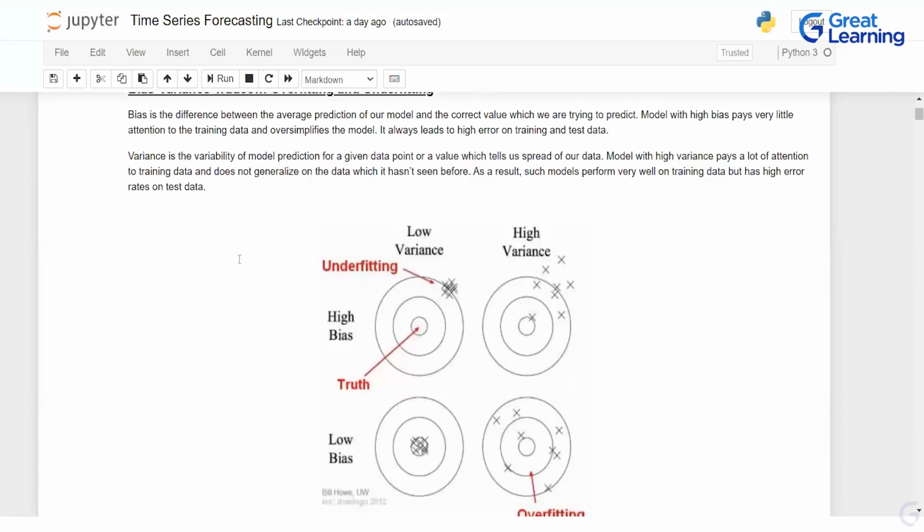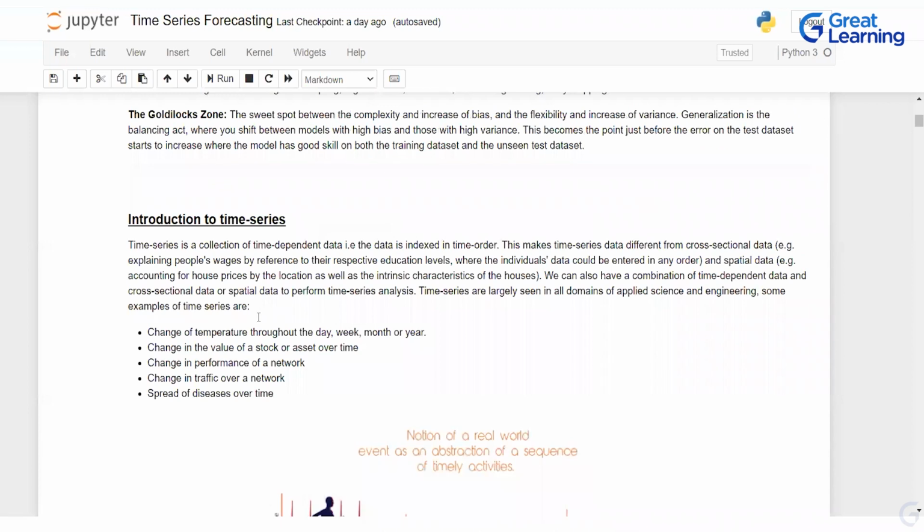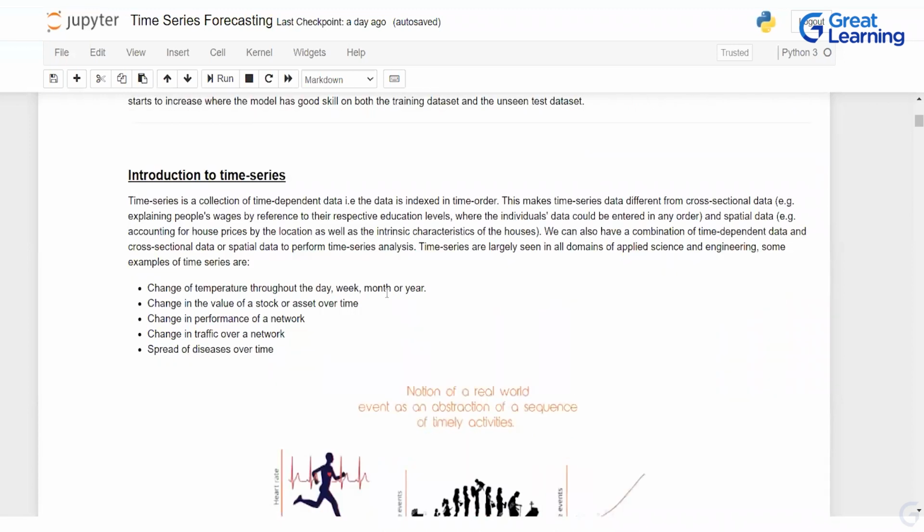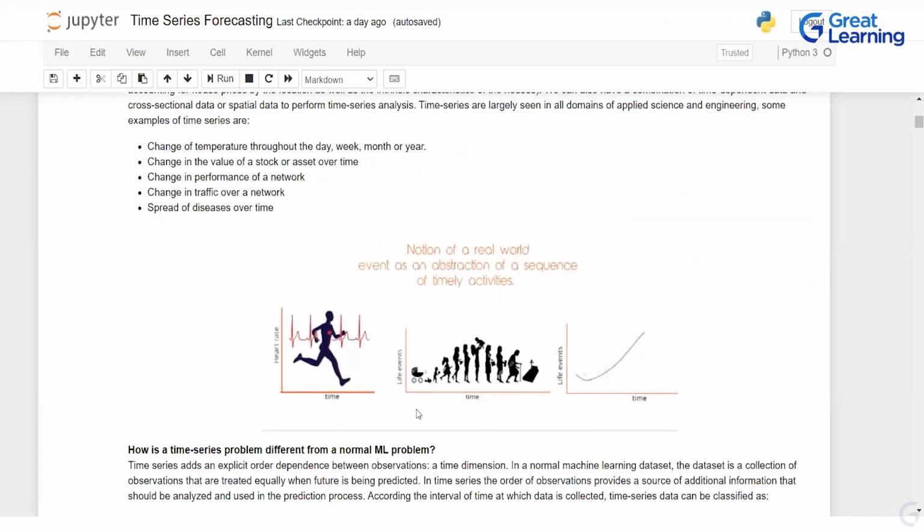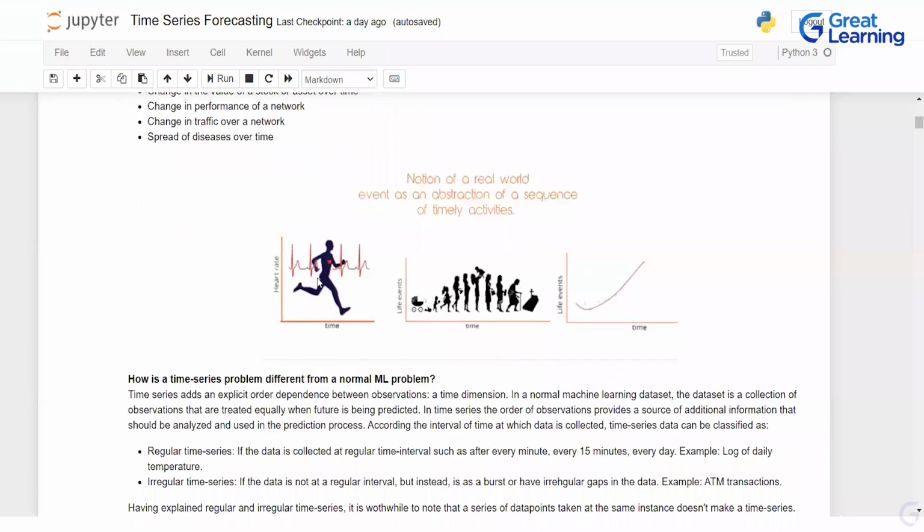Now let's start with time series. As I told you, change of temperature throughout the day, week, month, or year is a time series. Change in value of the stock market or an asset over time is a time series. Change in performance of a network, traffic over a network, disease over time, like COVID. All these are your time series. See, this is a time series. This is again a time series. Human life, your life events. These are all time series that you are having. This is your heart rate, your ECG, and all that you get. It is a time series that you have.